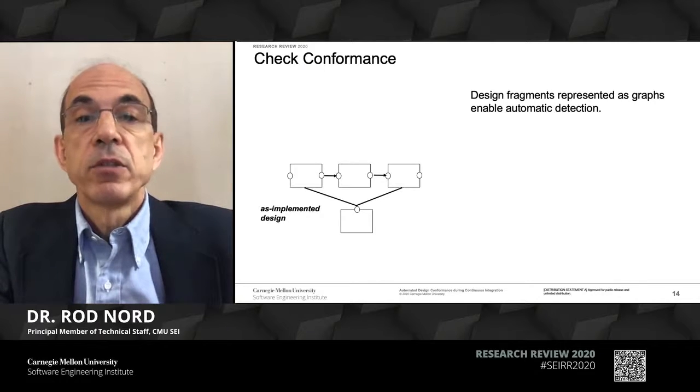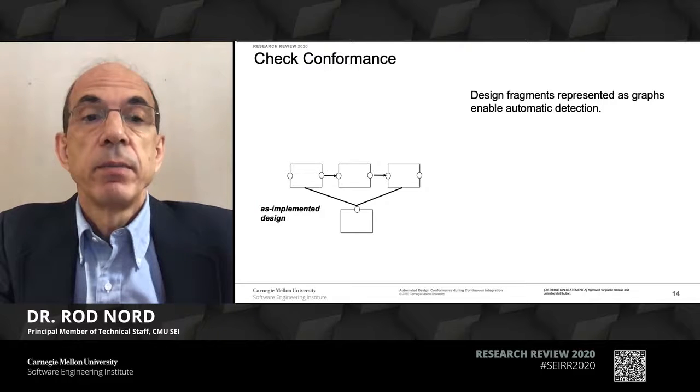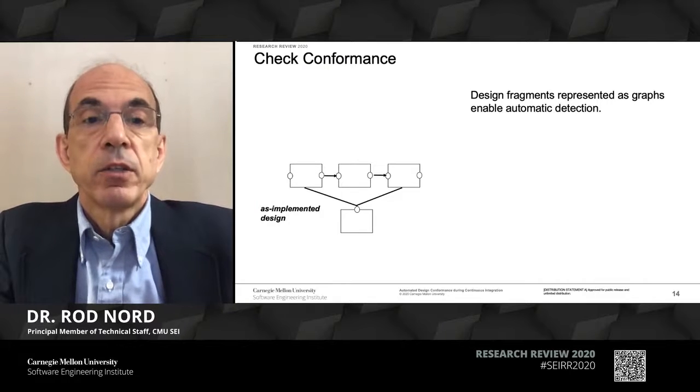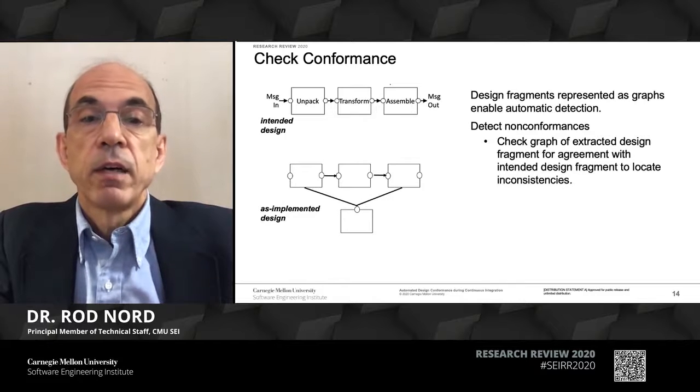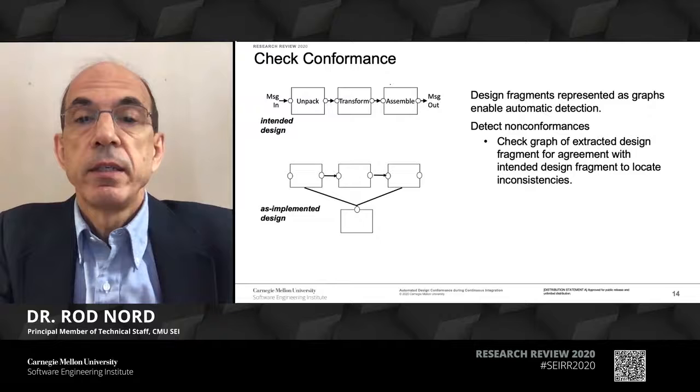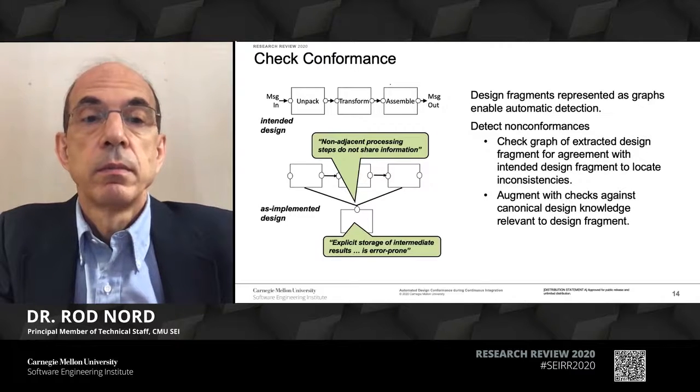These design fragments, represented as graphs, enable an automatic detection of conformance. The graph of the extracted design is checked for agreement with the intended design to locate inconsistencies. Here we see the as-implemented design is in agreement with the intended design as an instance of the pipe filter pattern that forms a data transformation pipeline consisting of 3 filters.